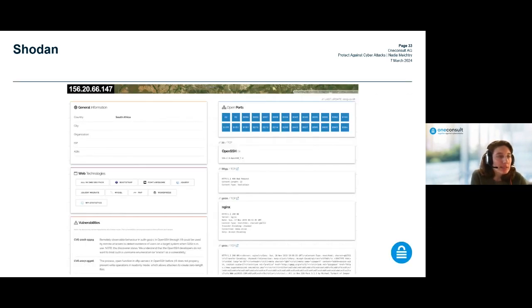So here you can see the example that appears on Shodan's homepage. Here we see the system with this IP address has a lot of open ports. And we also see on the left-hand side, there are two vulnerabilities from 2018 that are listed. So an attacker could therefore easily leverage this system as an entry point in your infrastructure.